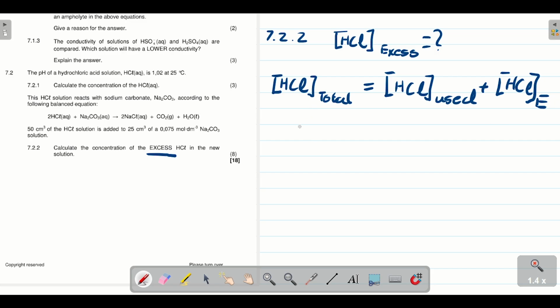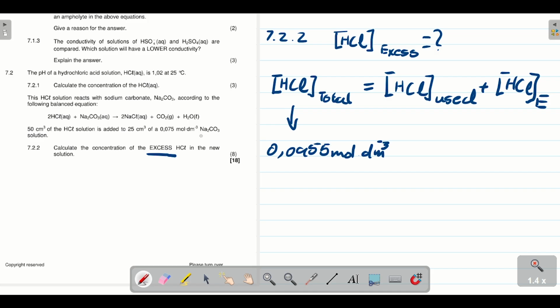Now the concentration of the total hydrochloric acid used was calculated in the previous question, and we got 0.0955 moles per decimeter cube. That means if we can calculate the concentration of the used hydrochloric acid, we'll be able to find the concentration of the excess hydrochloric acid. So how do we calculate this? Let's see what else they gave us.